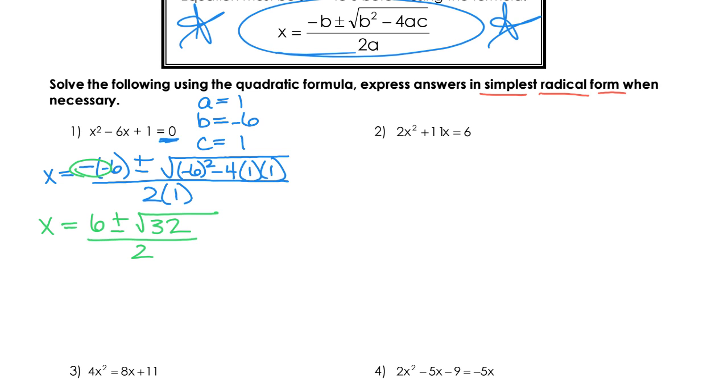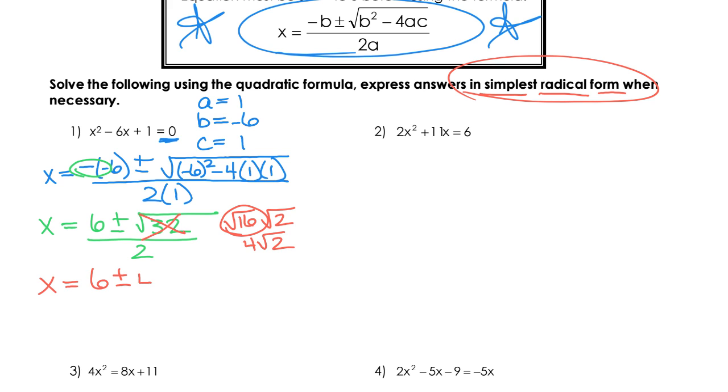Now what we're going to do is, because directions say simplest radical form, we take a look at our square root of 32. It is not a perfect square, and the largest perfect square that goes in is 16, and it goes in 2 times. We circle the perfect square, and that becomes 4 square root of 2, and this is going to get replaced in my next step. So I'm going to say x equals 6 plus or minus 4 square root of 2 divided by 2.